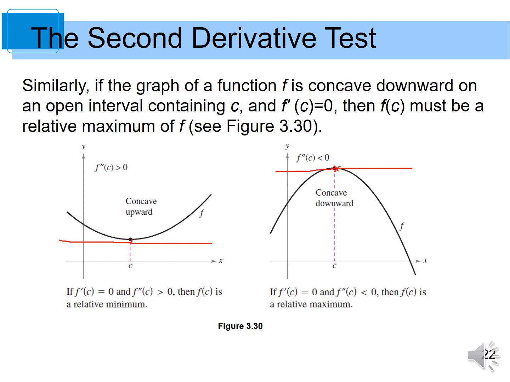So now, in the concave upward part, there exists a relative minimum point. But in the concave downward part, there exists a relative maximum.